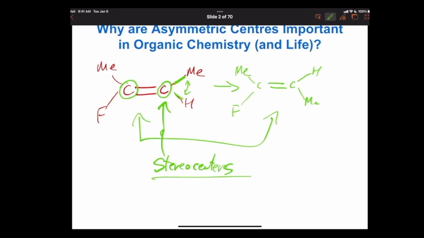But it is not an asymmetric stereocenter. This alkene here is not an asymmetric stereocenter because it's an sp2 center. An asymmetric stereocenter would be something like methyl, ethyl, to the back, hydrogen.